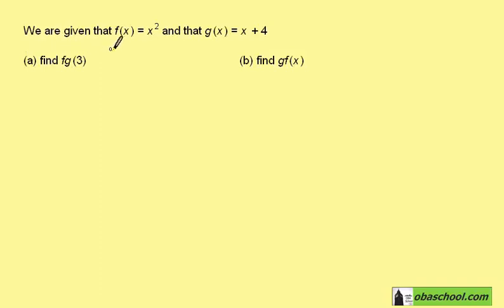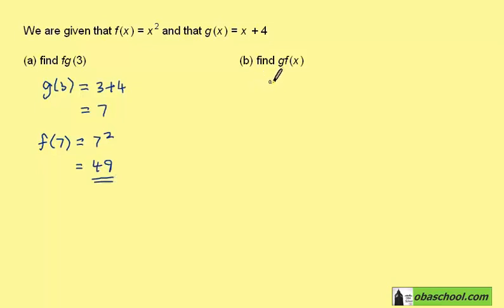We are given that f of x is x squared and g of x is x plus 4. We want to find f of g of 3. For f of g of 3, g is done first and then f. So g of 3 is equal to 3 plus 4, which is 7. This then acts as the input for f, so we get f of 7, which is 7 squared, giving us 49.